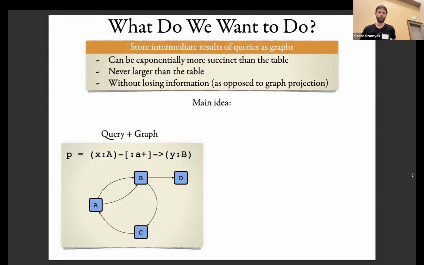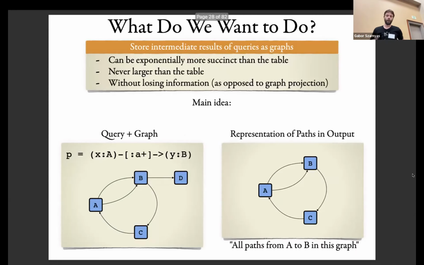So now I want to give you the main idea in a couple of examples, and this will build up a little bit. Suppose that you have this query and this graph, yeah? The graph is very simple, and the query just asks for paths from an A node to a B node, right? In our representation, all the paths that you would have in the output is just this graph that you have on the right, plus the information that in this graph we are storing all the paths from A to B, yeah, and that's it.